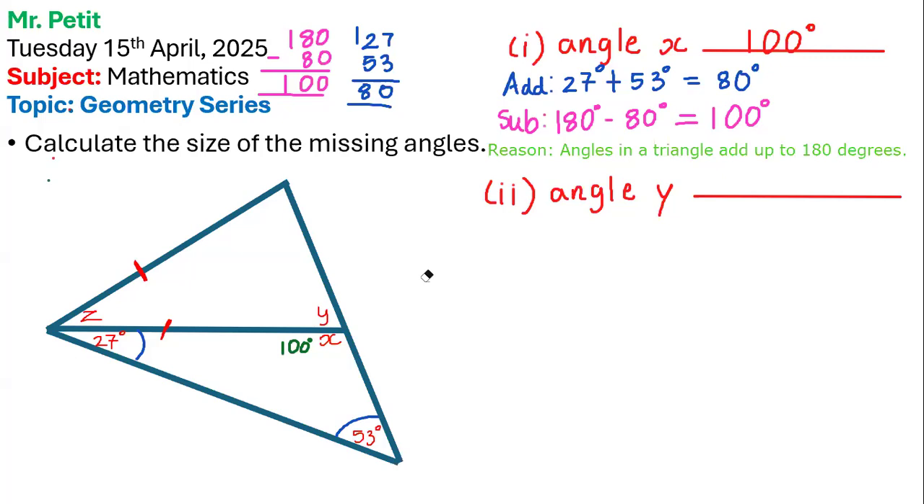Oh, Mr. T, I know why. I get it. Go ahead, Chanel. Because angles in a triangle are out of the 180, so you subtract the 100 and the 27. I mean, you say that with so much confidence, but yeah.